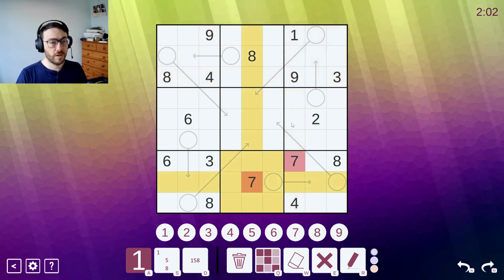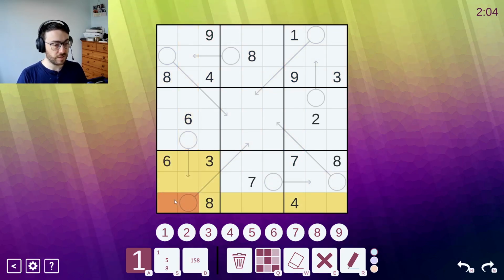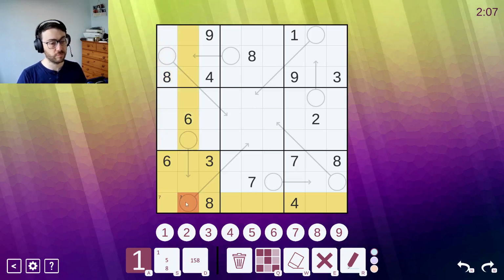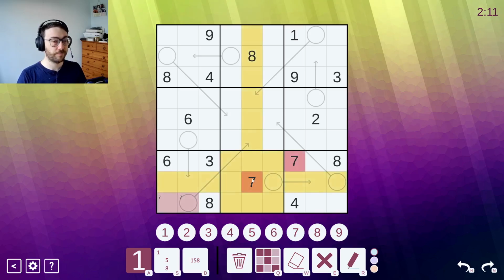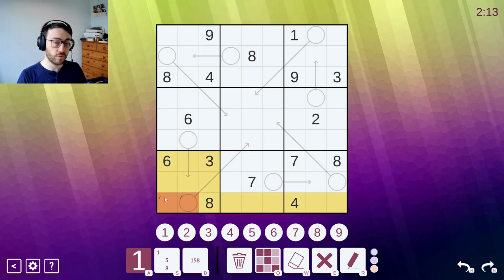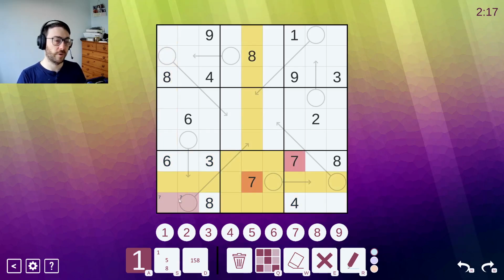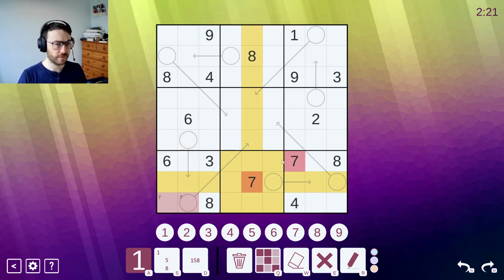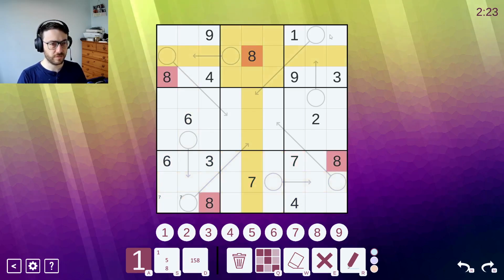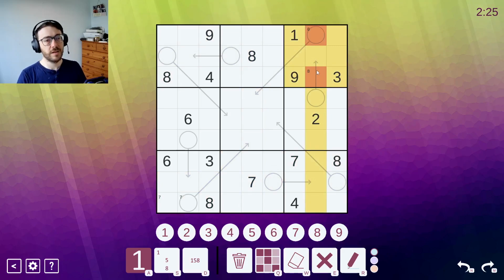So what am I seeing? We've got a couple of 7s, so that puts 7s down here. What I like to do is pencil mark. If you can limit a number to only 2 cells in a box, I drop in a little pencil mark in the top corner. Can I do anything else? 7's not really. What about 8s? Yeah, 8s look reasonably useful.